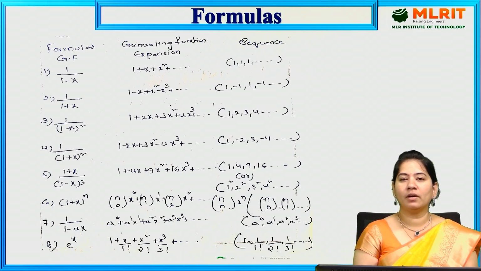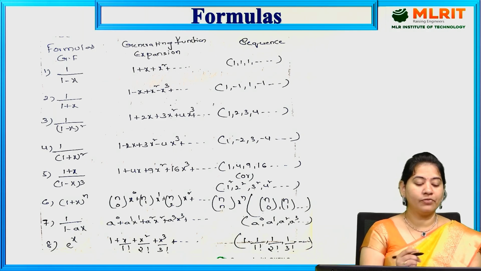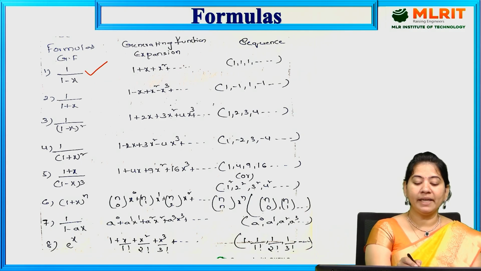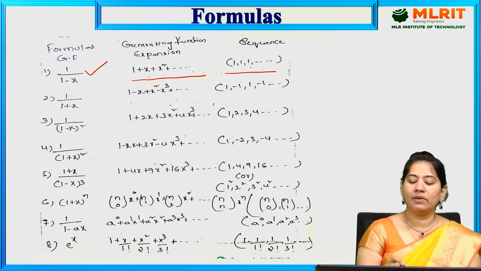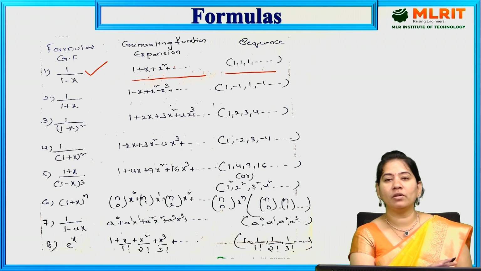We also have a few formulas to solve the generating function and also to find the sequence from the generating function. First let us see these formulas, then we'll go for problem solving on generating functions and sequences. Here we have altogether 8 formulas. The first formula: the generating function is 1 by 1 minus x. The expansion is 1 plus x plus x square and so on. You can express this as a sequence 1, 1, 1 and so on. Always you will get 1 only, because the coefficient of x, whatever the power, is always 1.